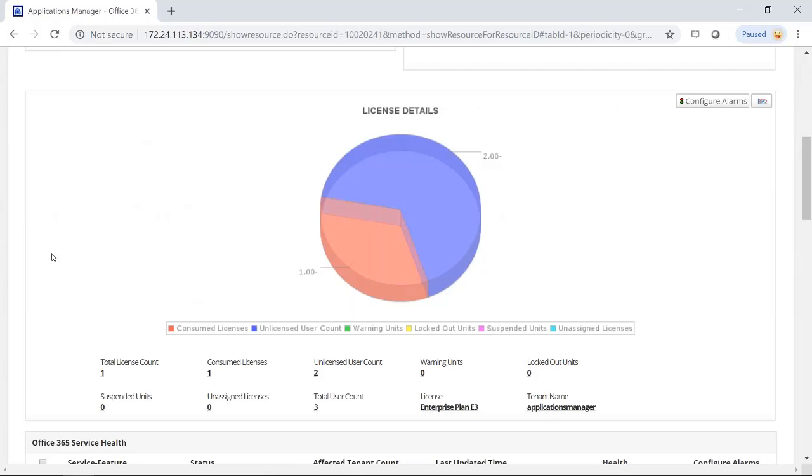As we see, this gives a user an idea about the total number of licenses available, the licenses currently being used, and those that are unlicensed or in warning. Warning includes a license that is about to expire with a 30-day grace period that is being monitored, followed by a suspended unit which is beyond its expiry date, and unassigned licenses, those that are idle.